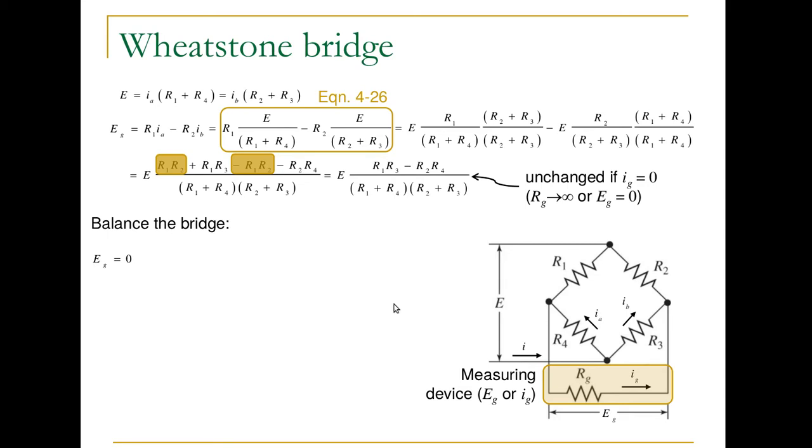In order to balance the bridge, if we get EG as 0, then we can use this expression to see that this condition has to be met. So R1 times R3 has to be equal to the product of R2 and R4.